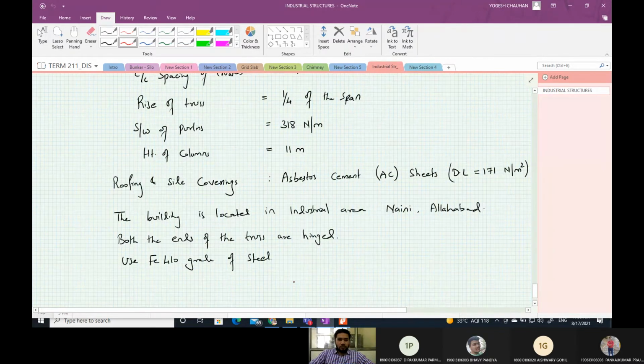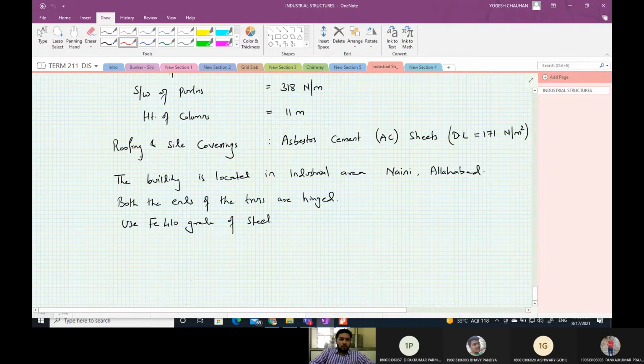And the roofing and side covering shall be done using asbestos cement sheet having dead load of 171 Newton per meter square. The building is located in the industrial area Naini, Allahabad. Both the ends of the roof truss are hinged and use Fe410 grade of steel. So let us solve this.